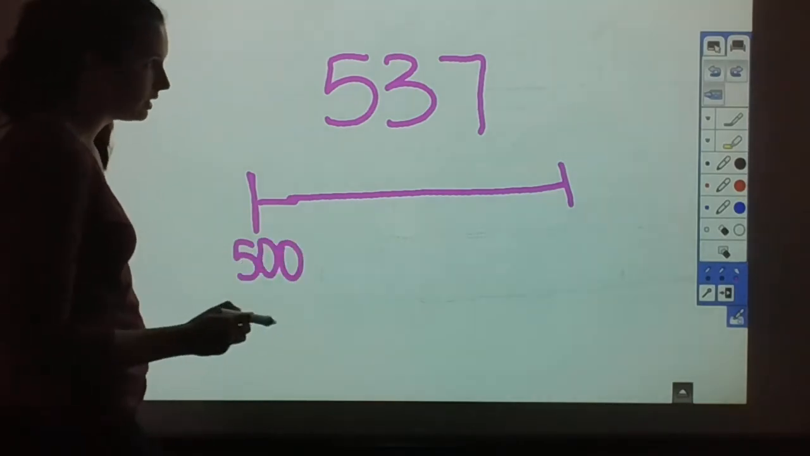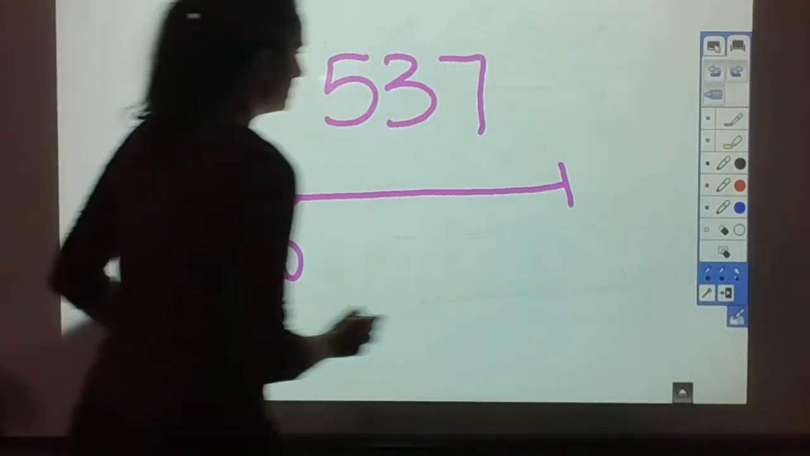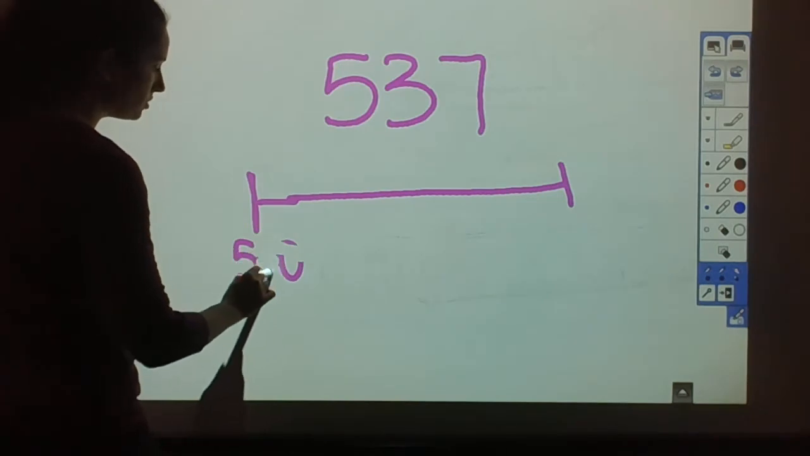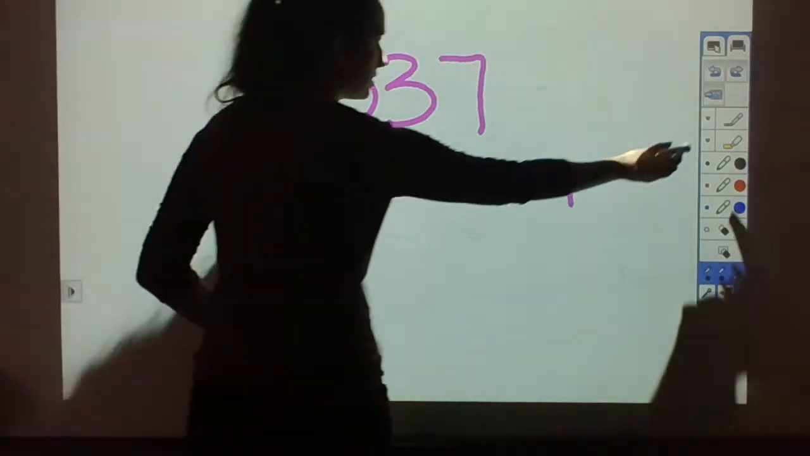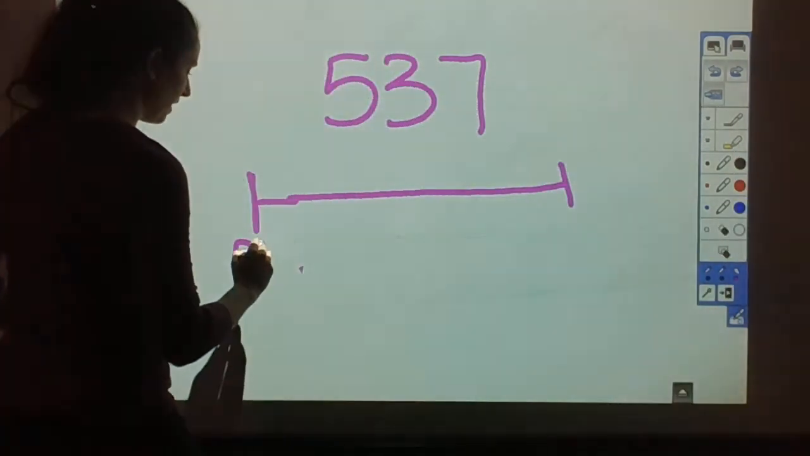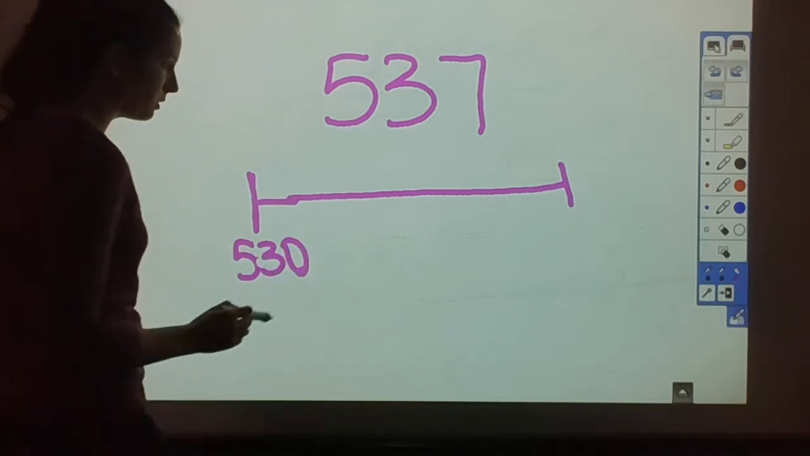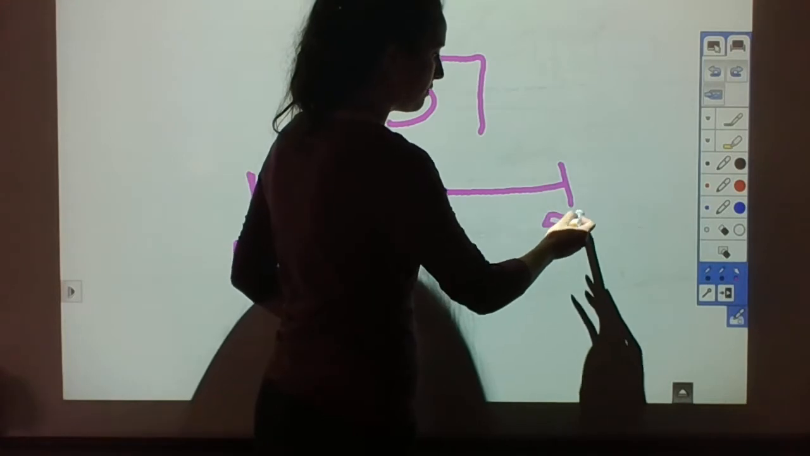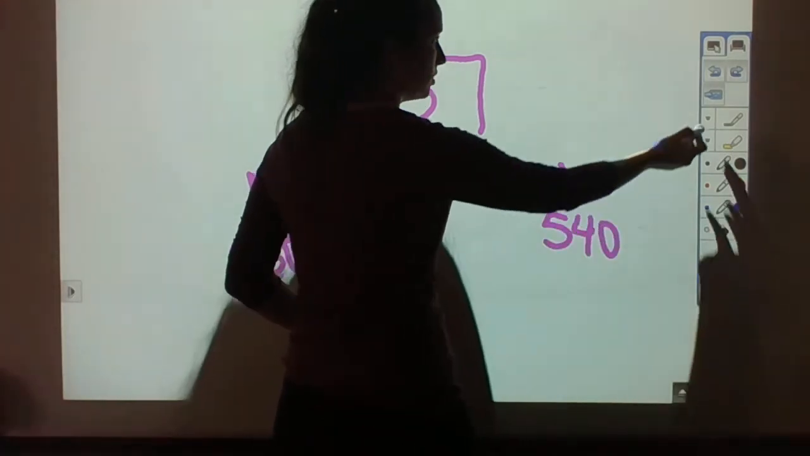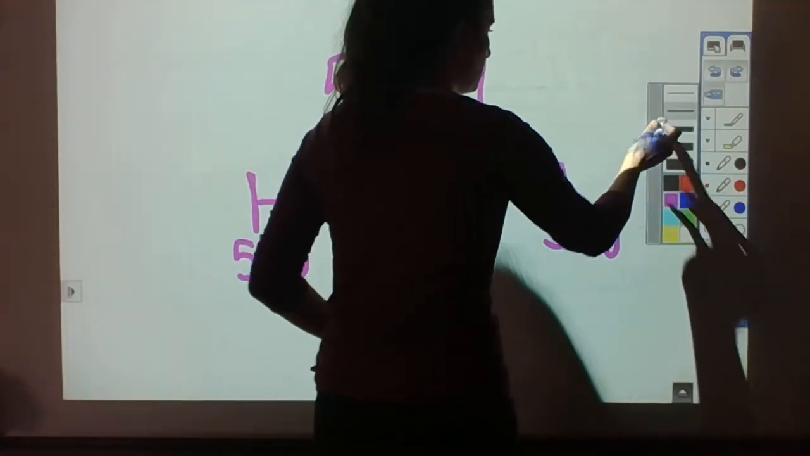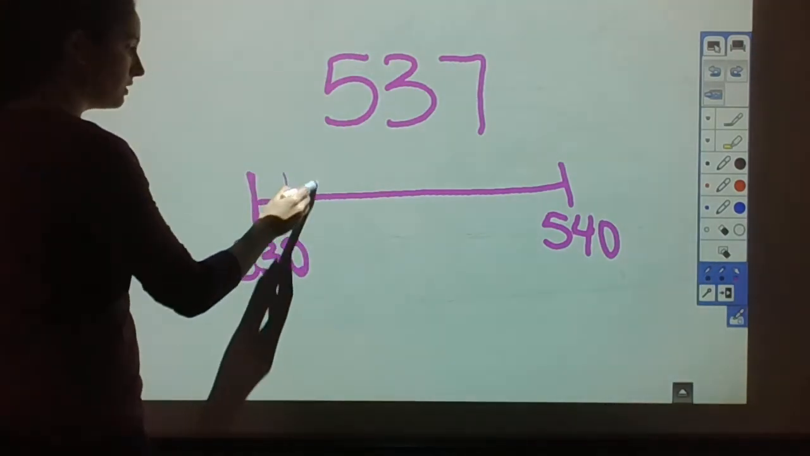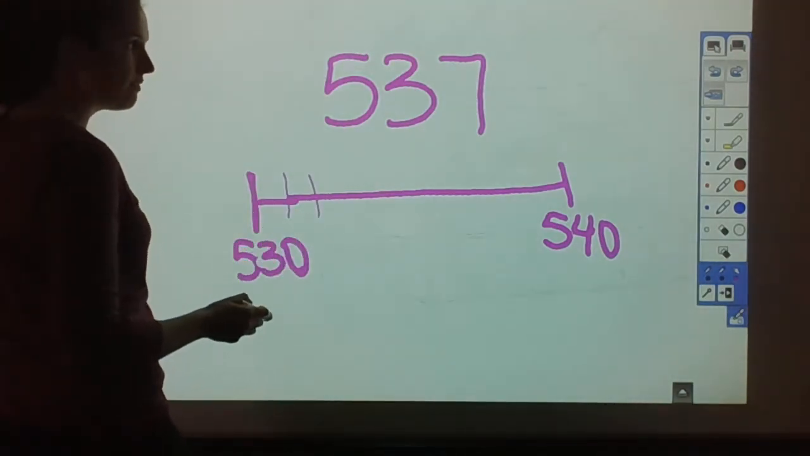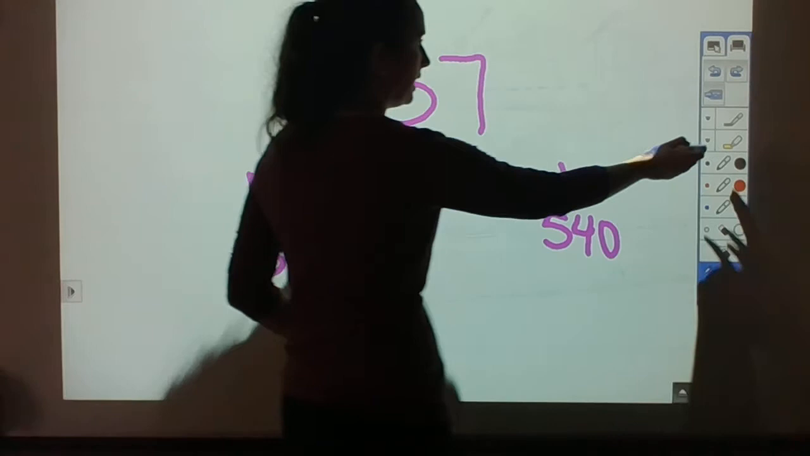You are rounding to the nearest 10 from 537. The first number on my number line is going to be 530 because that's what it would round down to if it's going to round down. And my second number is going to be 540. Then you're drawing on your number line from 530 to 540 to see where 537 lands.